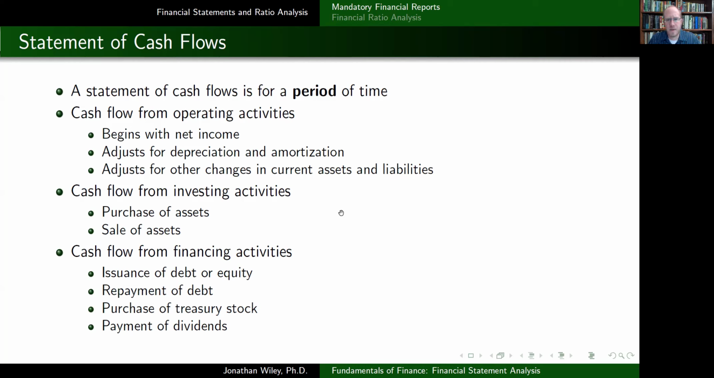Cash flow from financing activities. So cash flow from financing activities will involve the issuance of debt or equity. So if debt or equity is issued, then the company is receiving cash in exchange for that. So it'll be a cash inflow. If debt is being repaid, that would be a cash outflow. If the company is buying back their own stock, so buying treasury stock, they are paying money to buy back their own stock, which is going to show up as a negative in the equity section of the balance sheet. And that outflow of cash would be then a cash outflow in the financing activity section. Also, the payment of dividends would be a cash outflow overall.